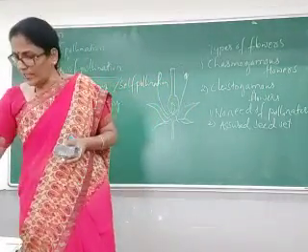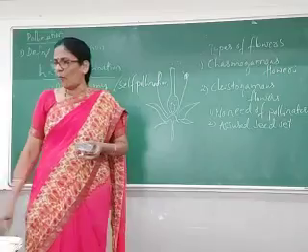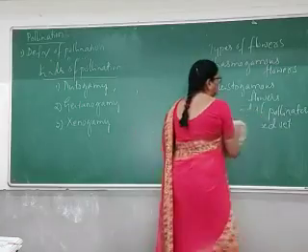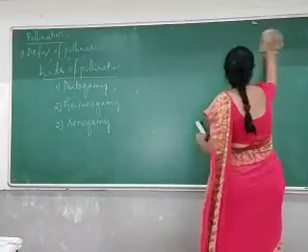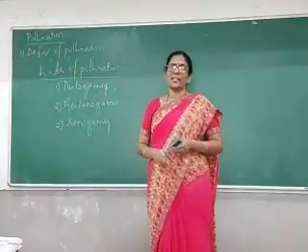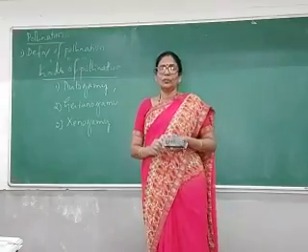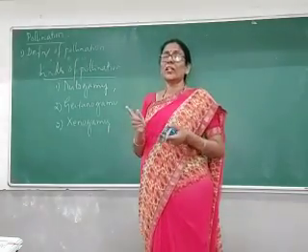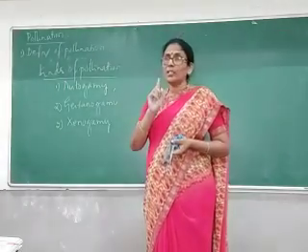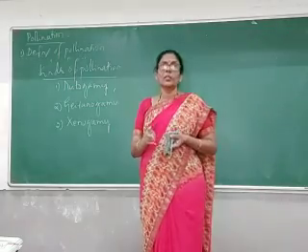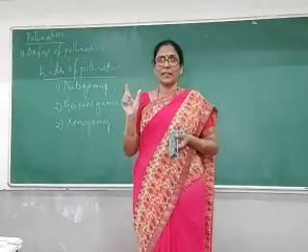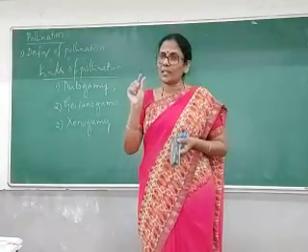Next, we are going to discuss the second type of pollination, that is geitonogamy. First of all, a definition. Geitonogamy is the transfer of pollen grains from the anther of one flower to the stigma of another flower belonging to the same plant. Here we must notice that the pollination takes place between two flowers, but these two flowers belong to the same plant.